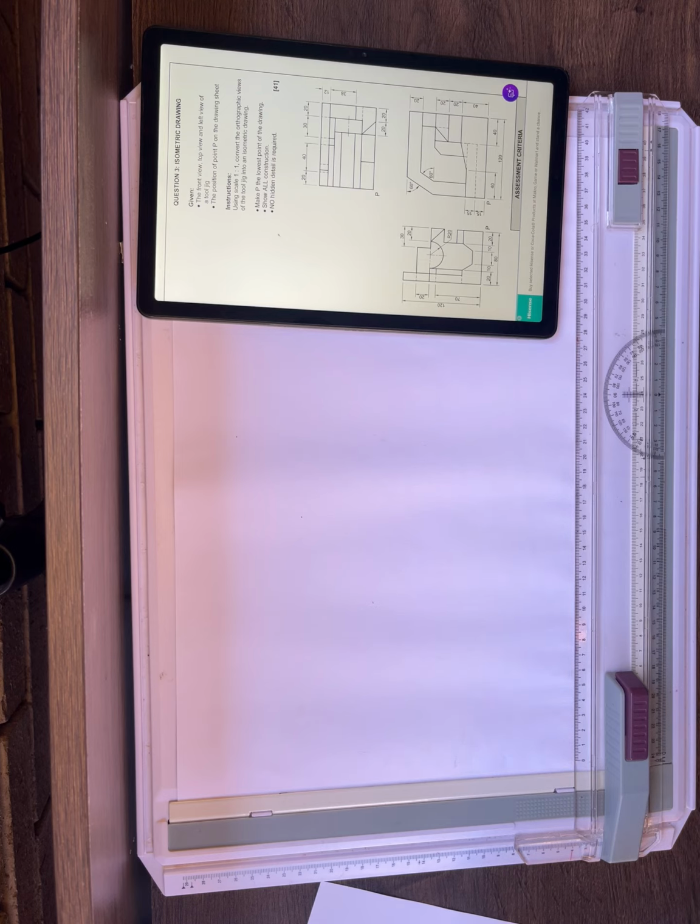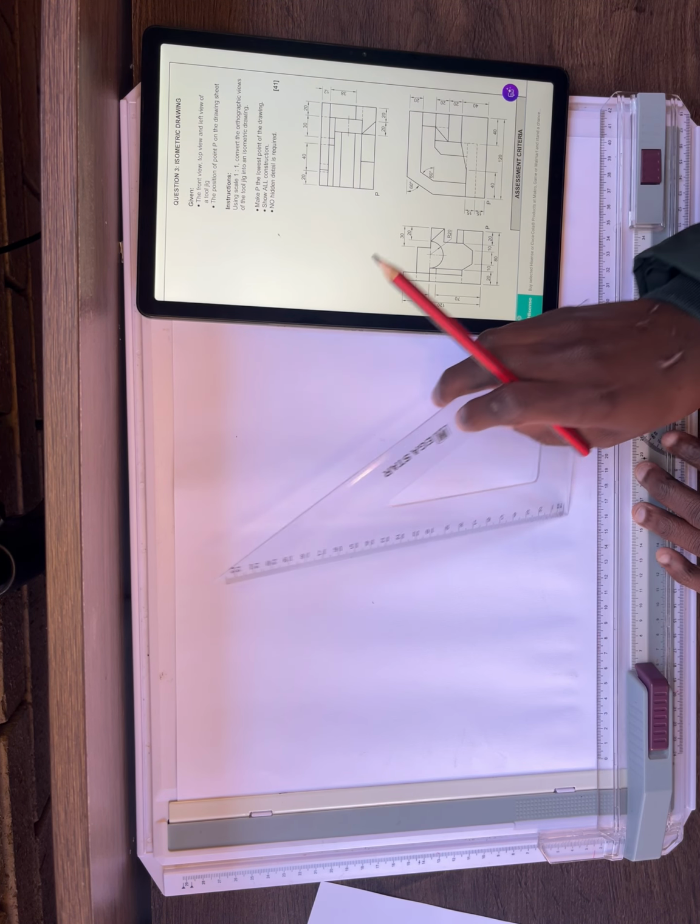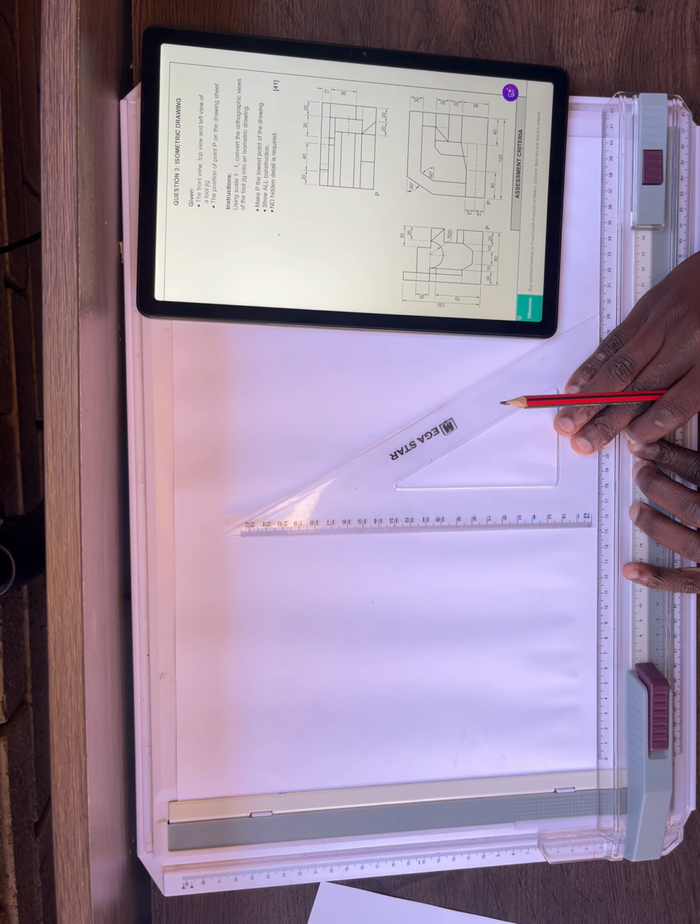Now let us start drawing. We have to have P as the lowest point. So now I'm going to do my starting point here and label it P. This is going to be my starting point. Push this aside like this. Right, this is starting point P.